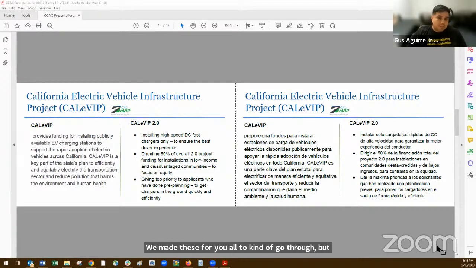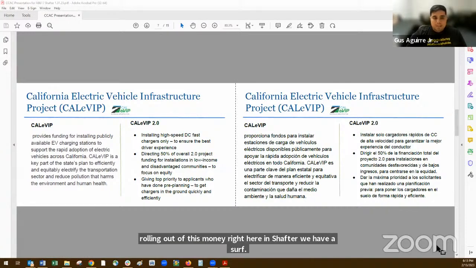So part of my responsibilities now at CCAC is to look at how the California Energy Commission is rolling out all these hundreds of millions of dollars in electric vehicle infrastructure. And they're doing this through the Cali VIP program. So similar to the AB617 program within a state agency, rolling out this money, right here in Shafter we have a SERP, we have $30 million roughly, and there's different strategies. So Cali VIP is very similar.